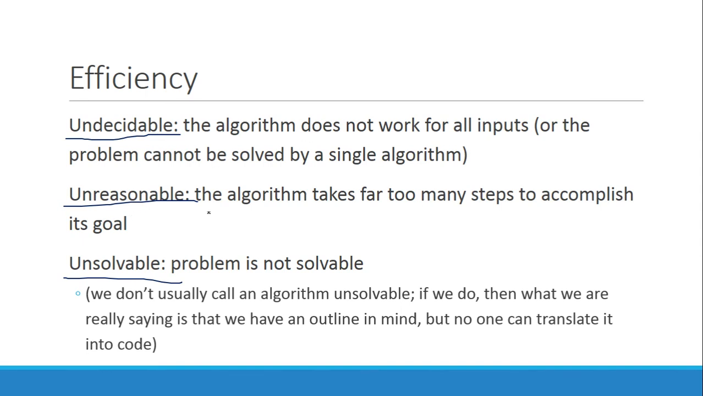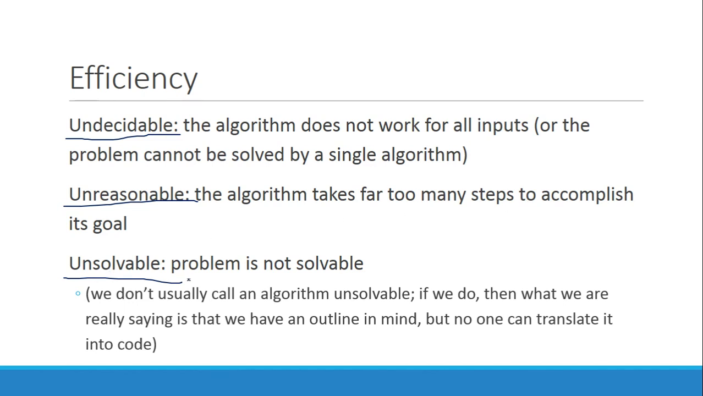Unreasonable, meaning the algorithm takes too long to work. And again, too long, we aren't measuring time in seconds, we're measuring time in steps. If it's unreasonable, the algorithm takes way too many steps to actually work. And that can be really bothersome. It could be something like, oh, in order to search this database, you'll have to wait 3 years. And that's just preposterous. That's unreasonable. So unreasonable is where the algorithm takes too long.